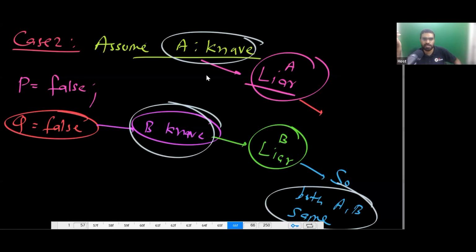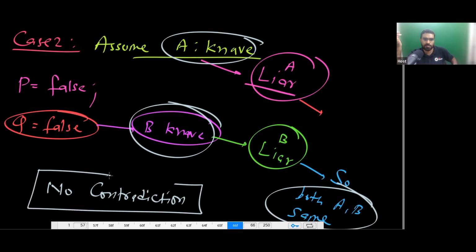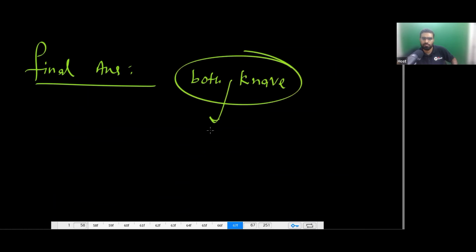There is no contradiction here. So finally we can say that yes, both are knave. So your final answer will be that both are knave. So what is the final answer? Both knave. Both A, B are knave.